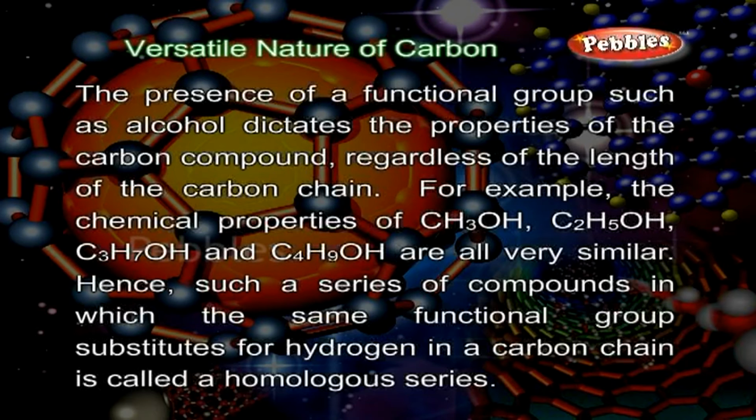C2H5OH, C3H7OH, and C4H9OH are all very similar. Hence, such a series of compounds in which the same functional group substitutes for hydrogen in a carbon chain is called a homologous series.